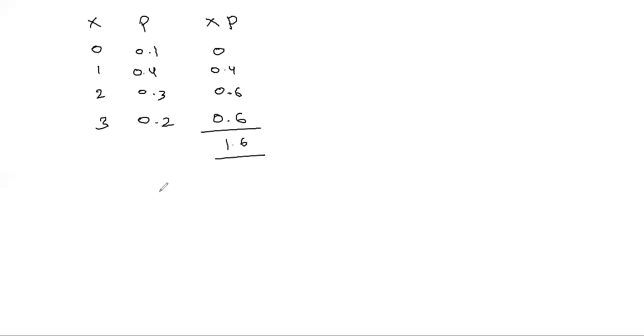So the mean of this PD is 1.6, which is the sum of the random variable times the corresponding probability. Now if I want to find the variance, let's find x square p first. If I multiply xp with x once again, it will be x square times p. So it is 0, 0.4, 1.2 and 1.8. Let's find this sum. This sum is 3.4.